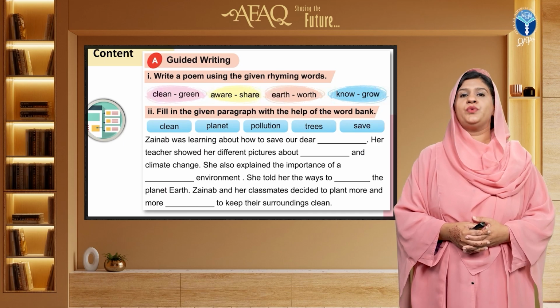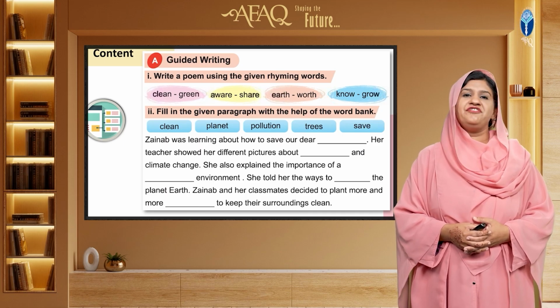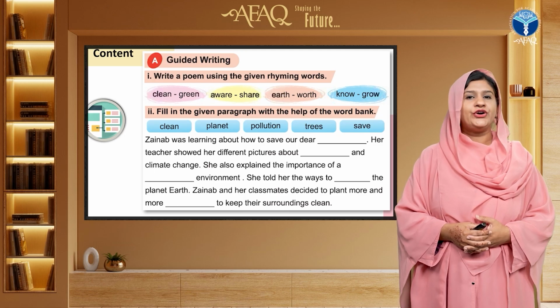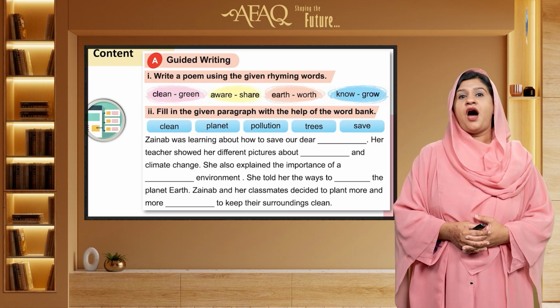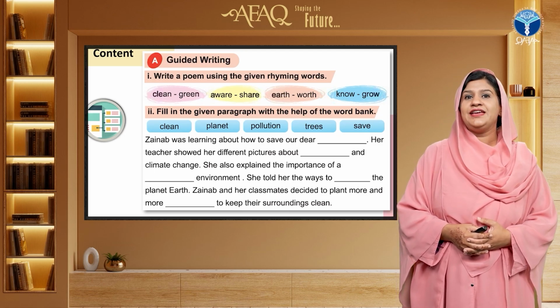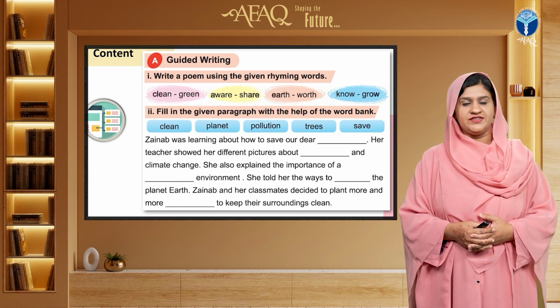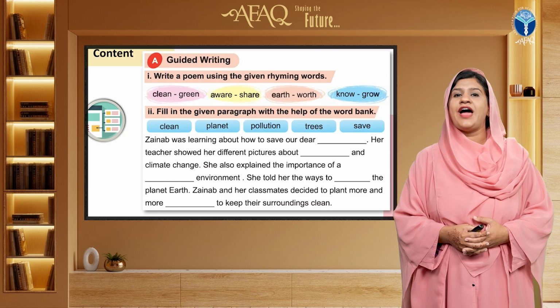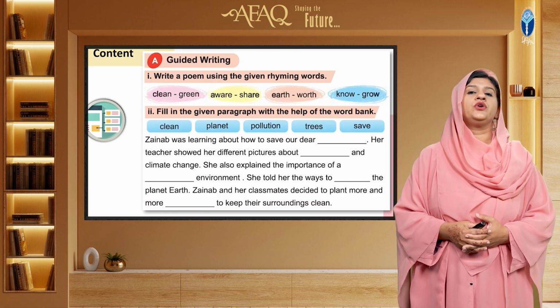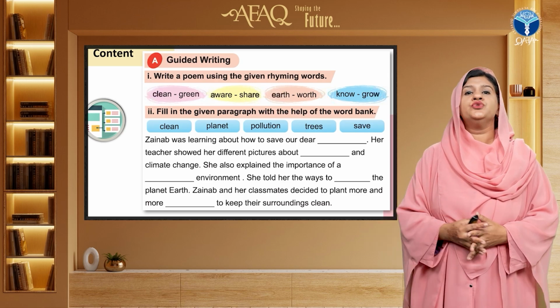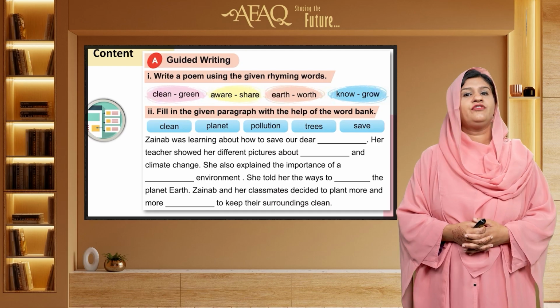Let me give you one example. We are supposed to keep our earth clean, to plant more trees and make it green. Here I have written two phrases ending on the rhyming words. And this way you are going to continue the poem using the rest of the pairs of rhyming words.